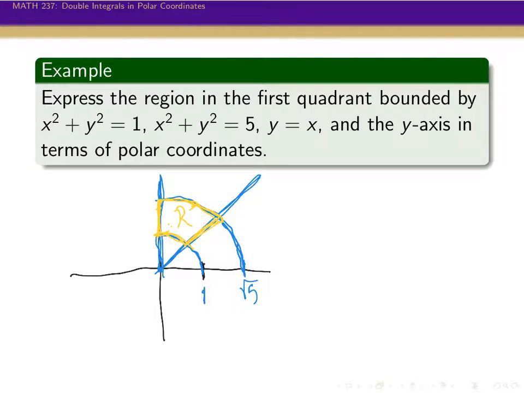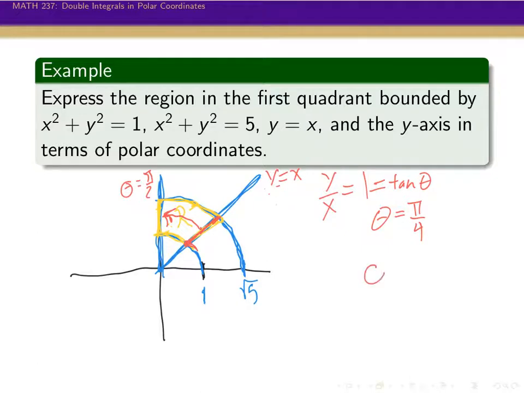And so going through here, what are our angles? Well, the first angle is when y equals x. And so if we write it as y over x, we get a constant 1. And so what angle has tangent equal to 1? Well, that is pi over 4. And then our thetas are going up to the y-axis, and the y-axis is at theta equals pi over 2. So our bounds for theta are going from pi over 4 to pi over 2.